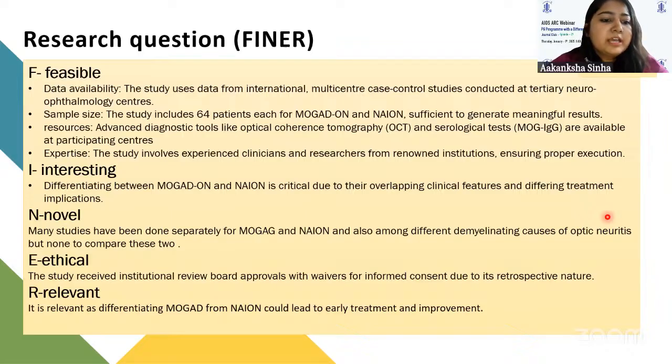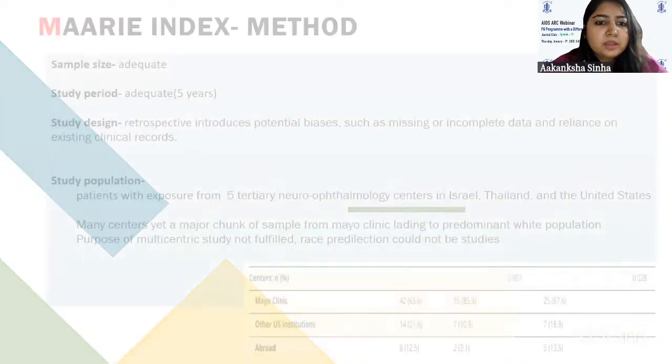It is interesting as both the diseases have some overlapping features if we take the group that is 45 years or older, and differing treatments are given accordingly. Many studies have been done on NAION and MOGAD, but no head-to-head comparison has been done between these two. So this makes the study novel. Ethical approval has been taken, and it is relevant as early treatment in MOGAD cases leads to better outcome.